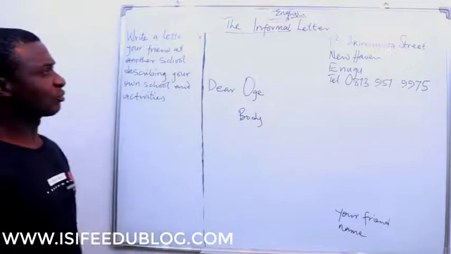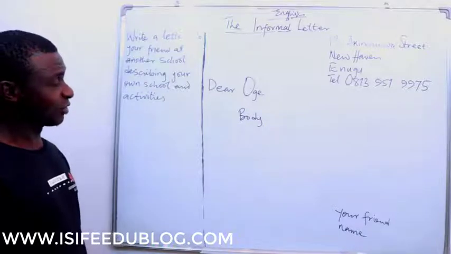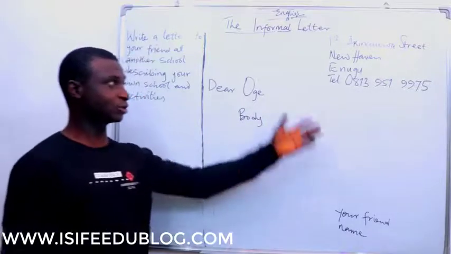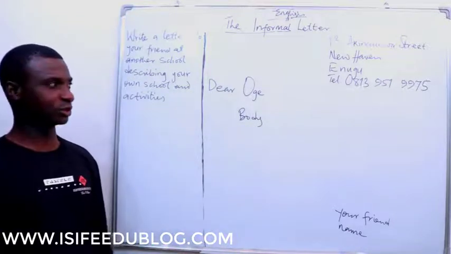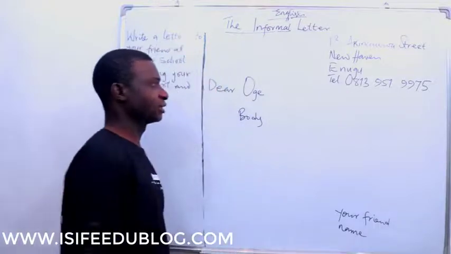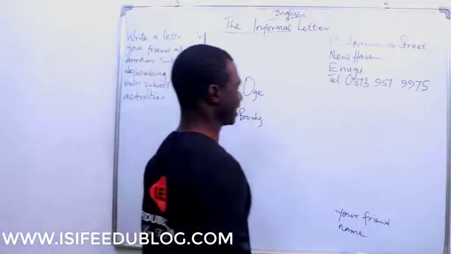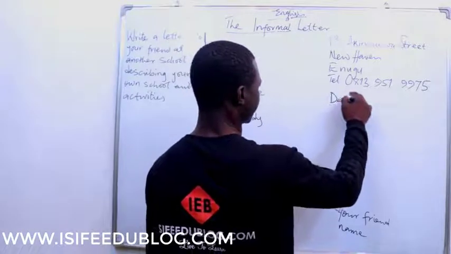So here we have the informal letter. The formal letter we told you had two addresses, but the informal letter, which is our focal point today, has only one address: the address of the writer, known as the heading. Now, after the address comes the date.